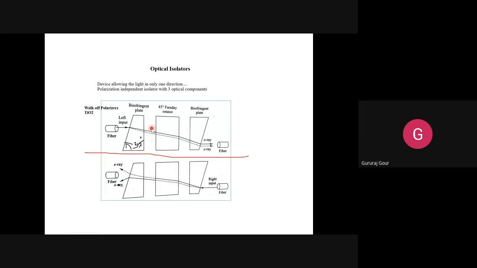So two sections are there here. This is the one section, this top section, that is going to allow the propagation of light from left to right. This top section is acting like a Walkup polarizer made up of titanium dioxide.